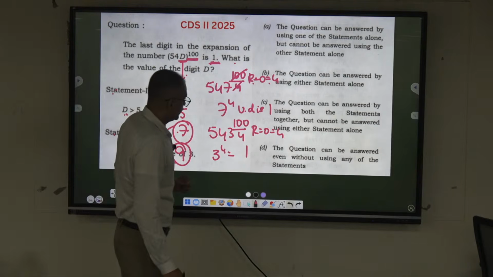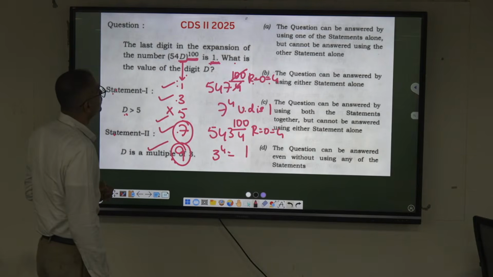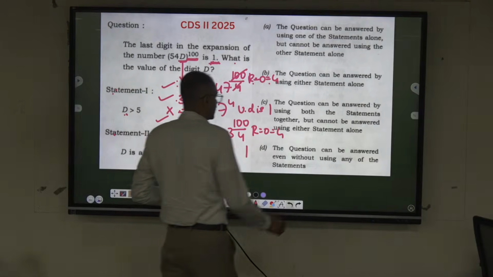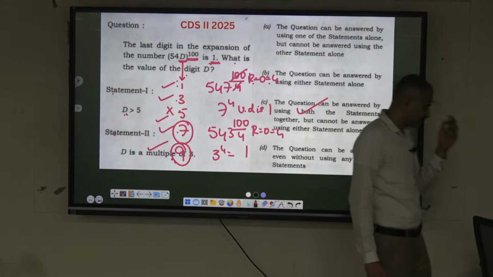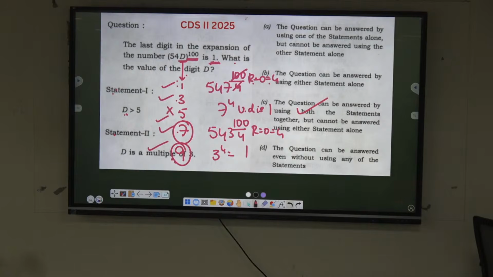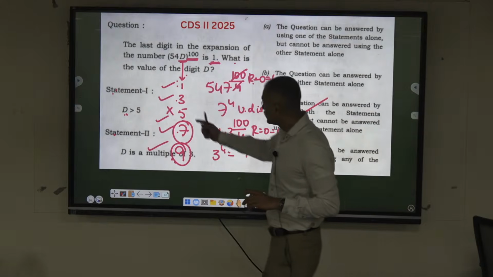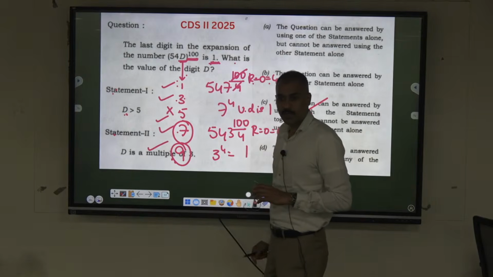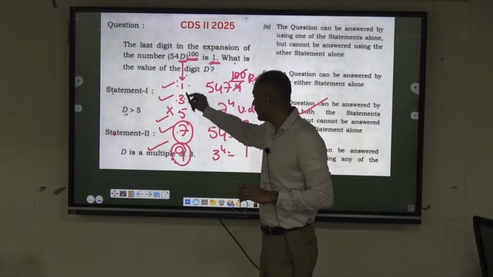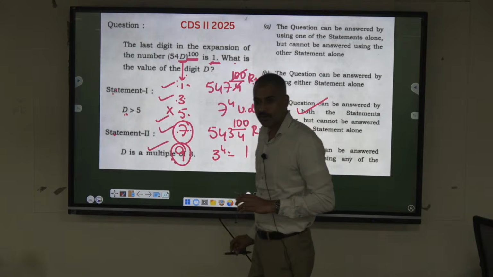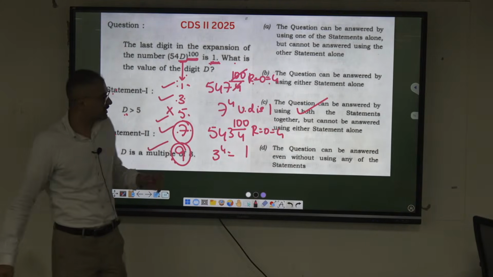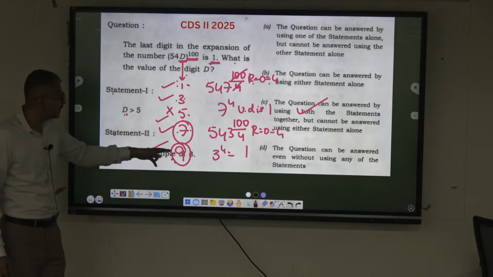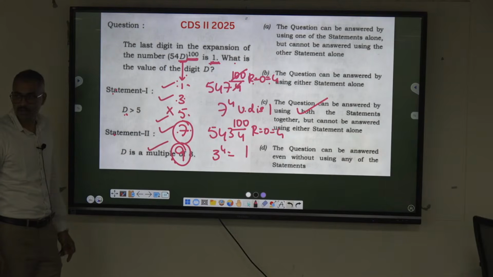You have the option, both required. One of the statement alone cannot be answered. See, now question can be answered by using both the statements together. Can we answer using only statement 2? There will be again 2 possible options. You have to use both of these. Understood? Possible choices of D is 1, 3, 5, 7, 9. But he says D has to be greater than 5 and also D is a multiple of 3. Any doubt?